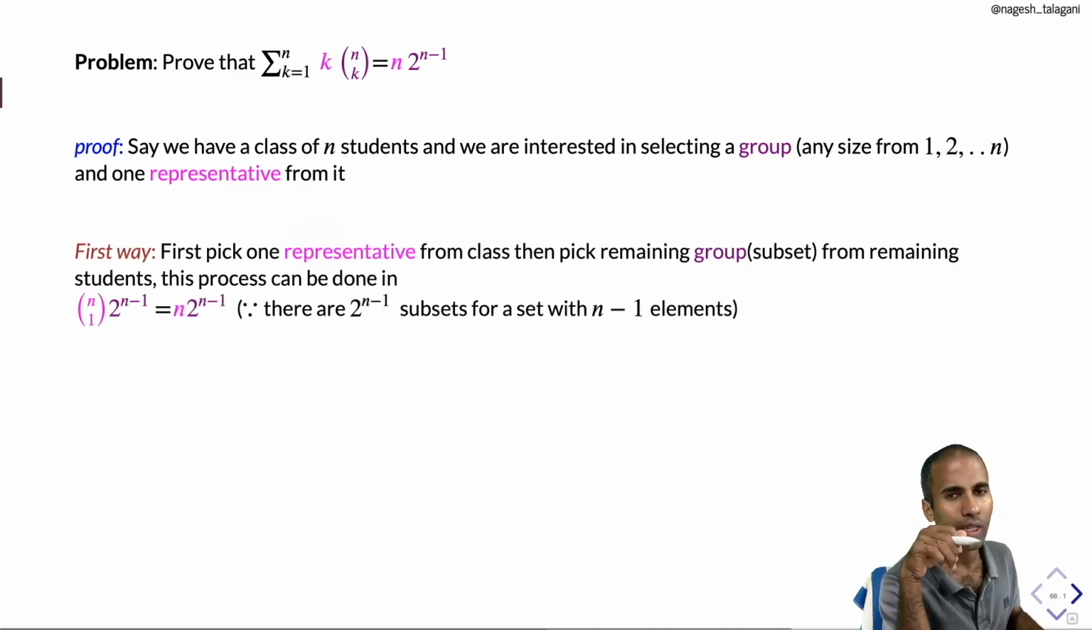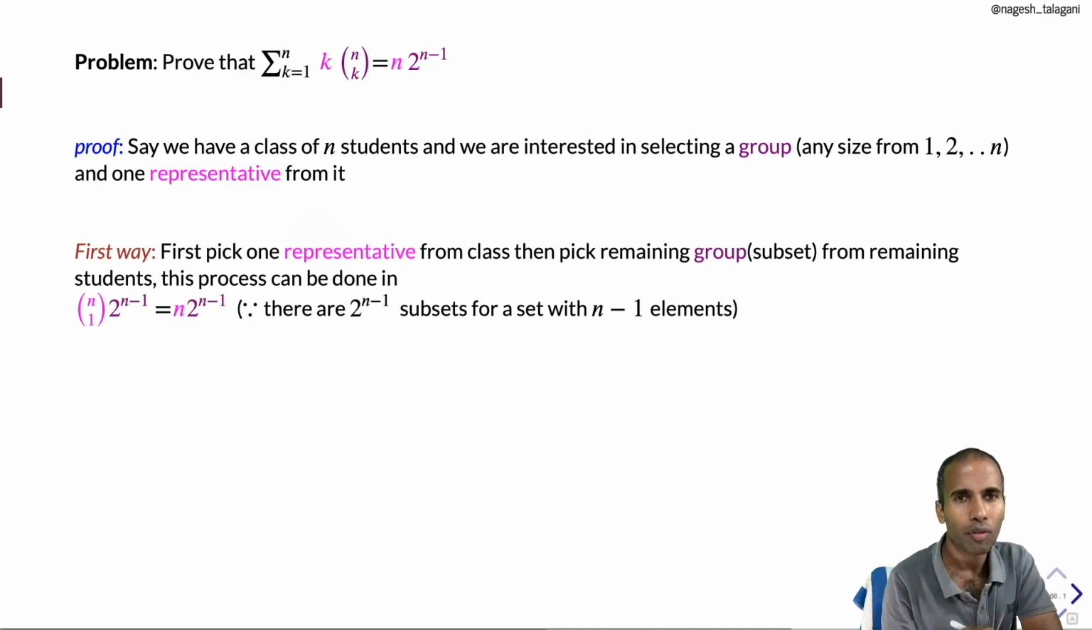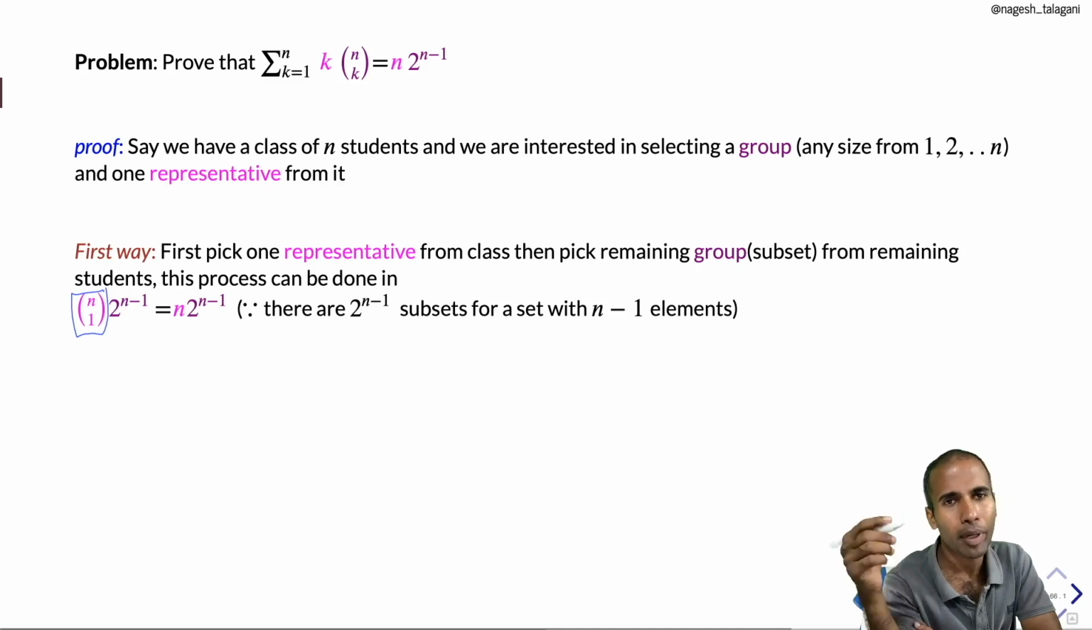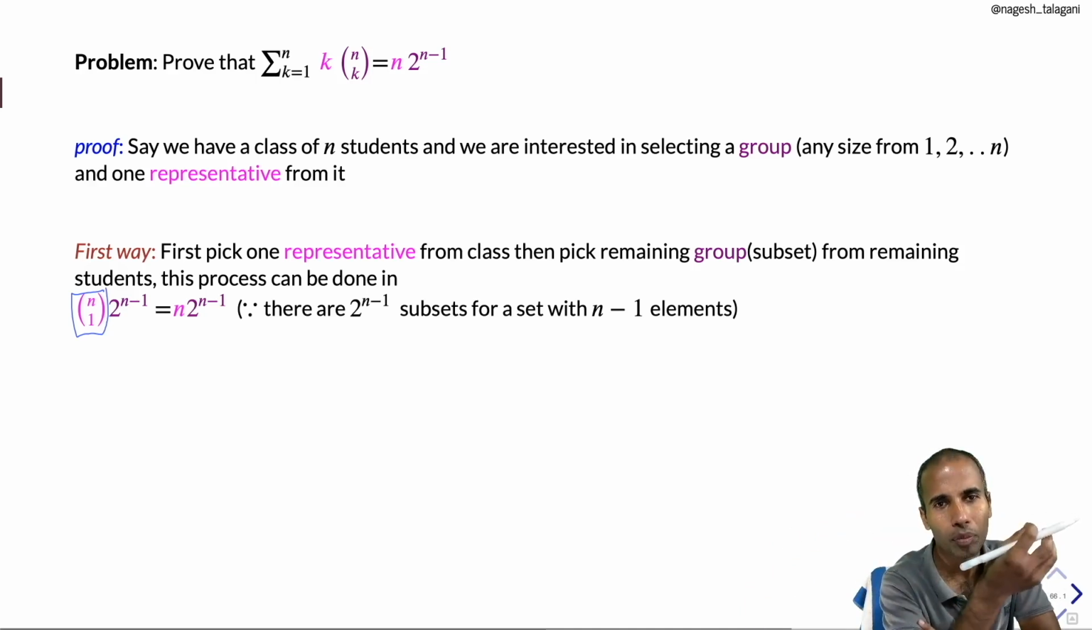First way, we select a representative, then we form the remaining group. Okay, so from the whole class you pick one representative in n choose 1 ways, then you pick the remaining group. Remaining n minus 1 people are there, right? You can pick any subset. Already you picked one representative, right? The remaining group can be empty also, because this one person also can form a group of size 1.